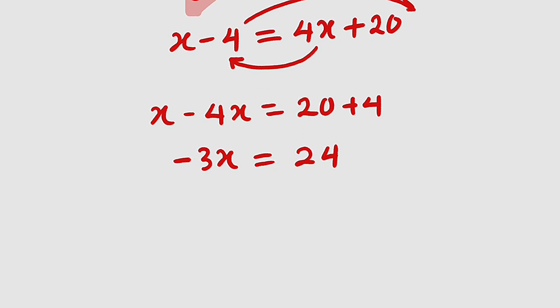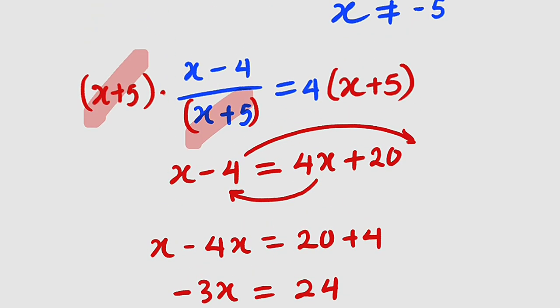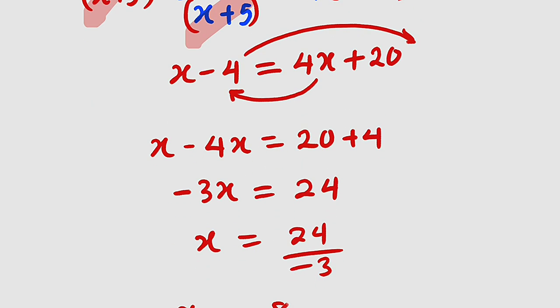We divide both sides by the coefficient of x. x will be 24 divided by negative 3, and this will give us negative 8. So we have two critical points that we are going to test on the number line. We have negative 5 and negative 8.